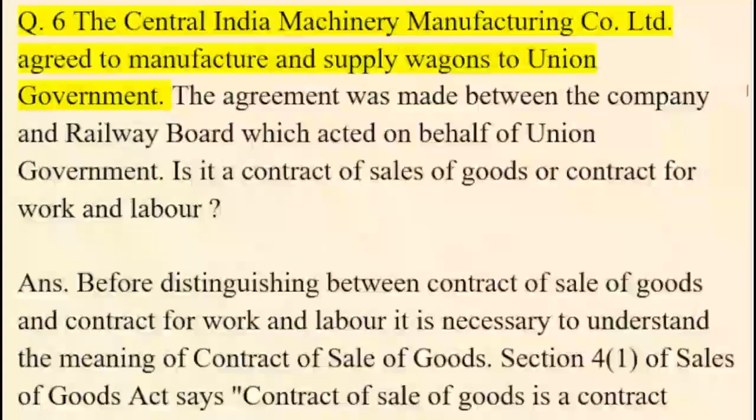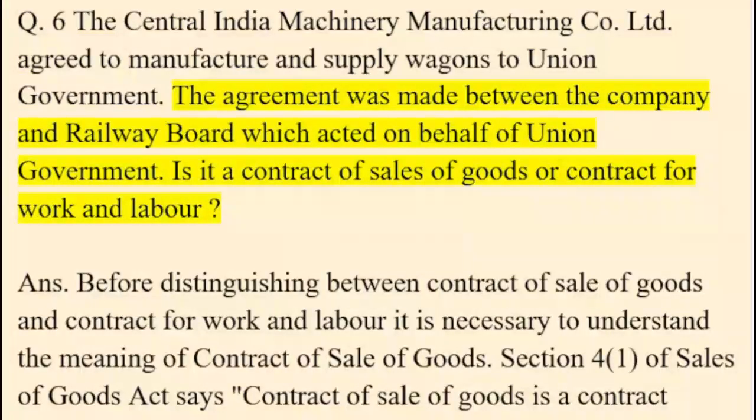Q. 6. The Central India Machinery Manufacturing Company Limited agreed to manufacture and supply wagons to Union Government. The agreement was made between the company and Railway Board, which acted on behalf of Union Government. Is it a contract of sale of goods or contract for work and labor?